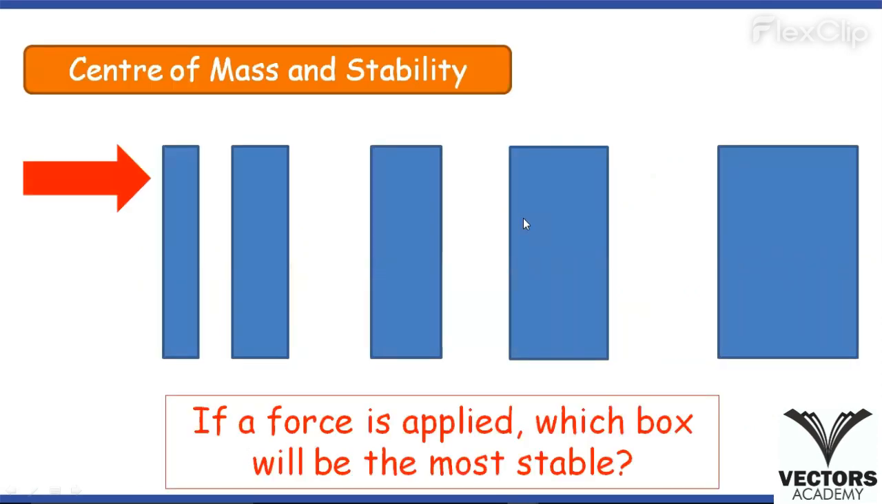Center of mass and stability. If a force is applied, which box will be more stable? First, second, third, fourth, or fifth? We say that the wider the base of the object, the more stable it is.